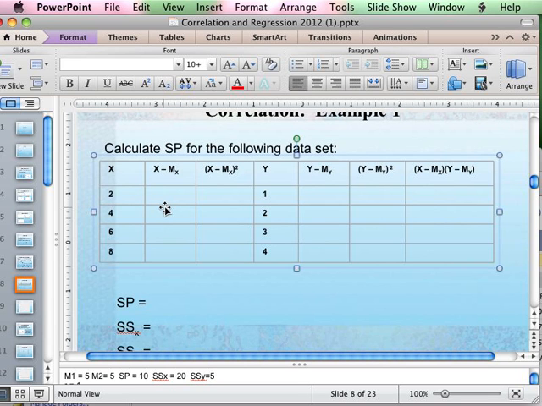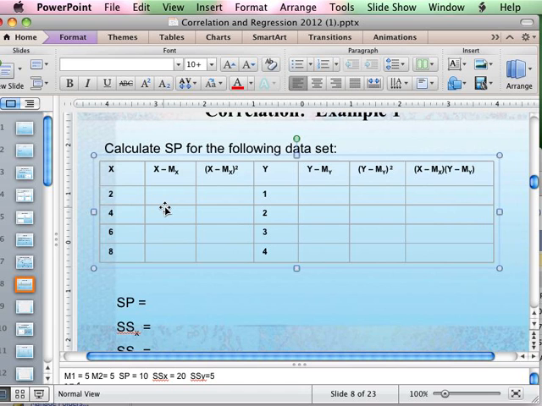So if I want to add up my squared values to get my sum of squares of x, I add up 9 plus 1 plus 1 plus 9 equals 20. So my sum of squares x equals 20. Now I'm going to do the same thing for my y-scores.